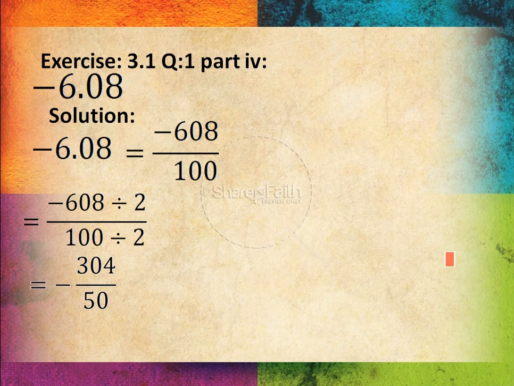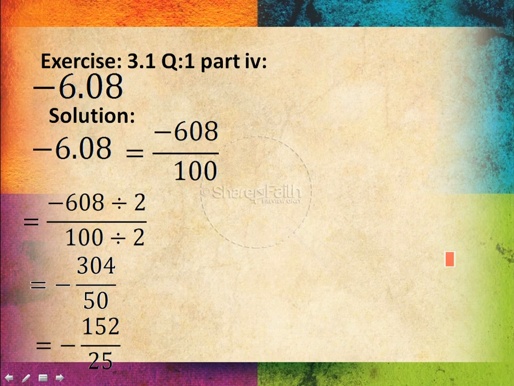Now, is this the simplified form of the rational number? No, this is not the simplified form of the rational number. I can further simplify it by dividing the numerator and the denominator by 2, which will give me the rational number minus 152 over 25. This is the simplified form of the rational number. So my decimal number minus 6.08 has been converted into the rational number minus 152 over 25.